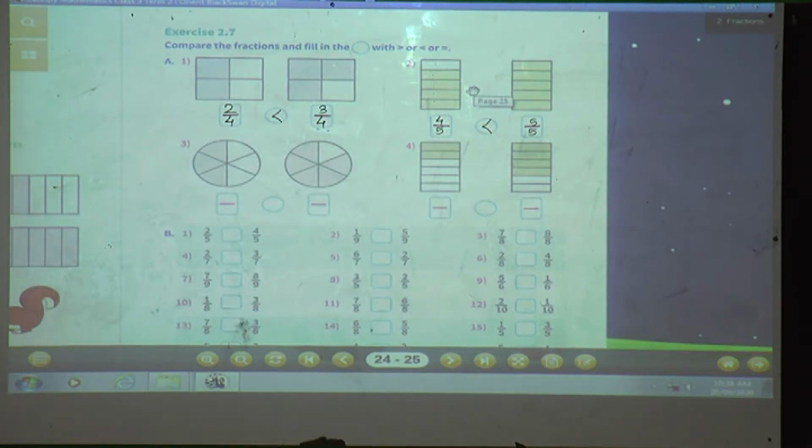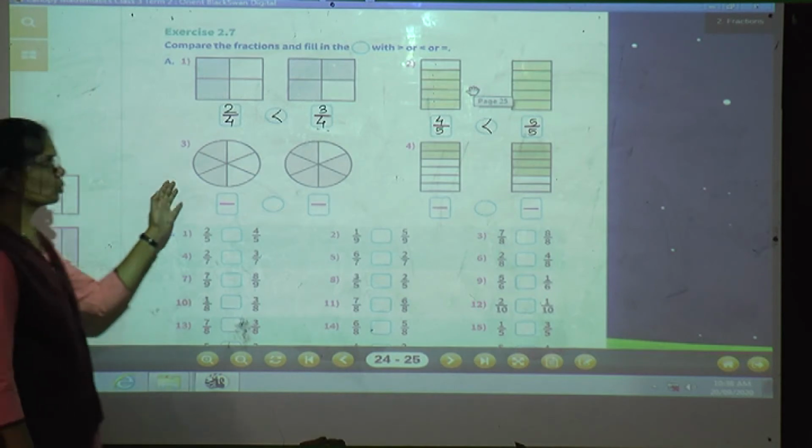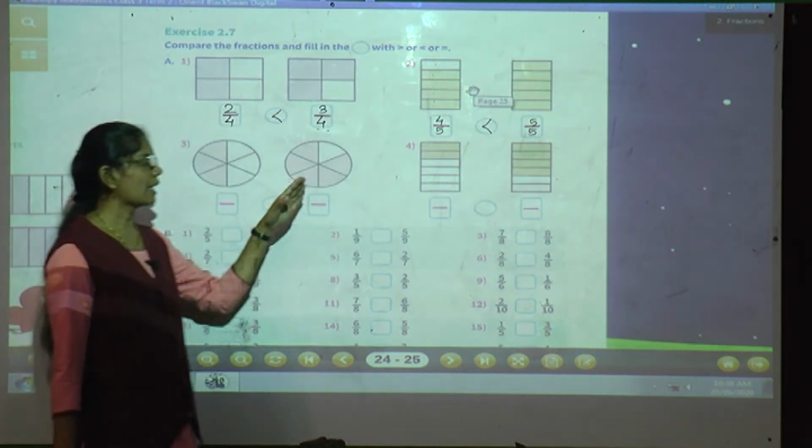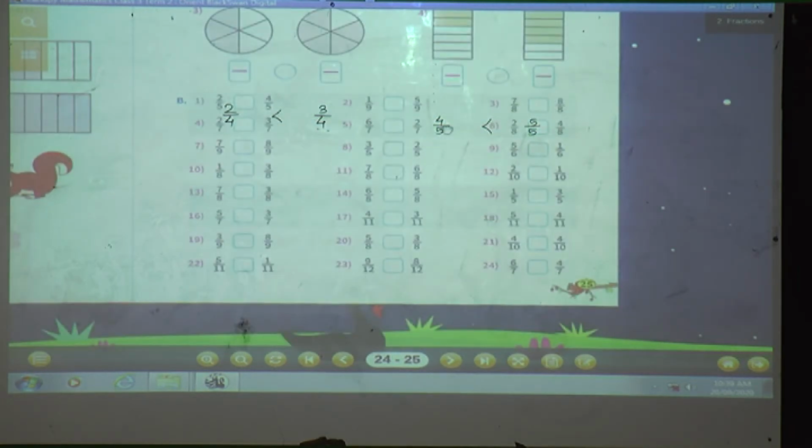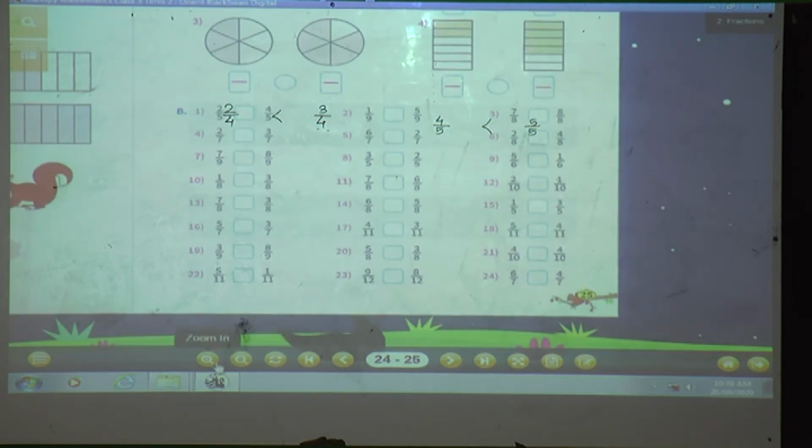Now 2 are remaining that you have to solve on your own. Try to solve them on your own. Now we'll move to the B question. See here, look at the board.